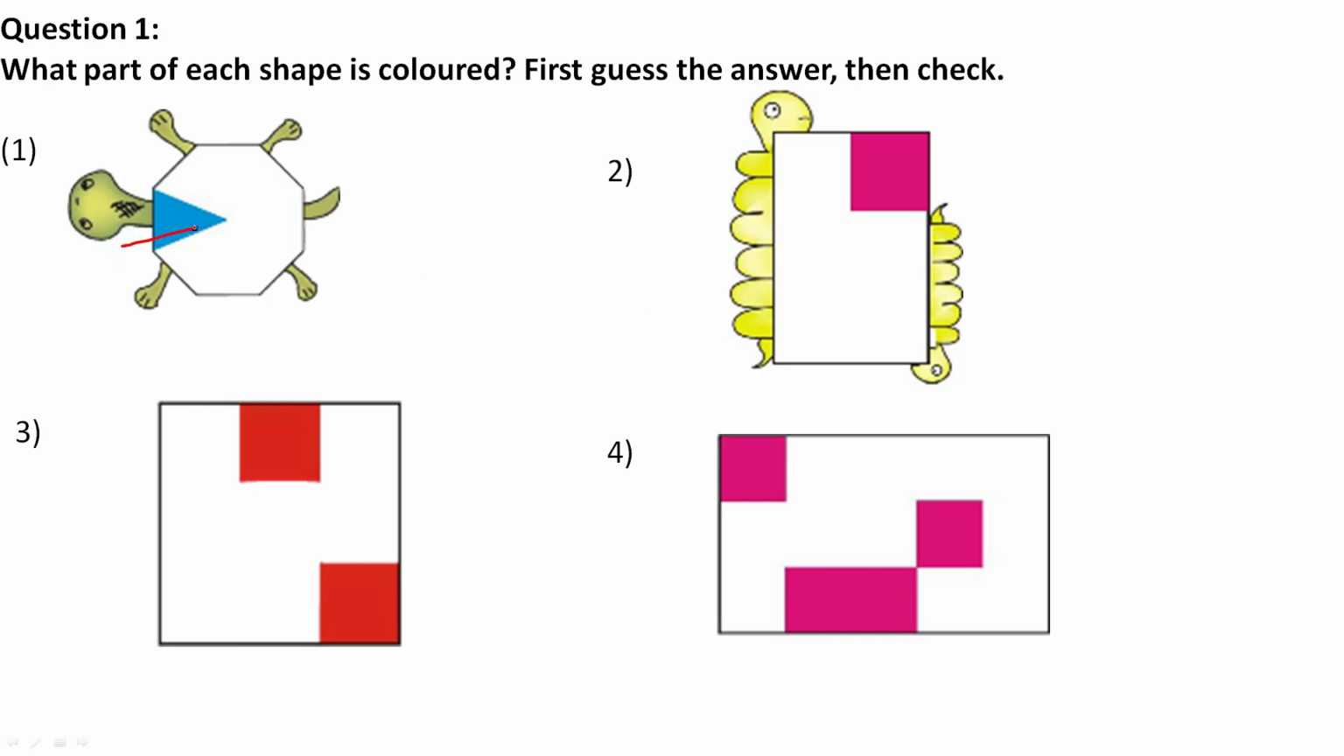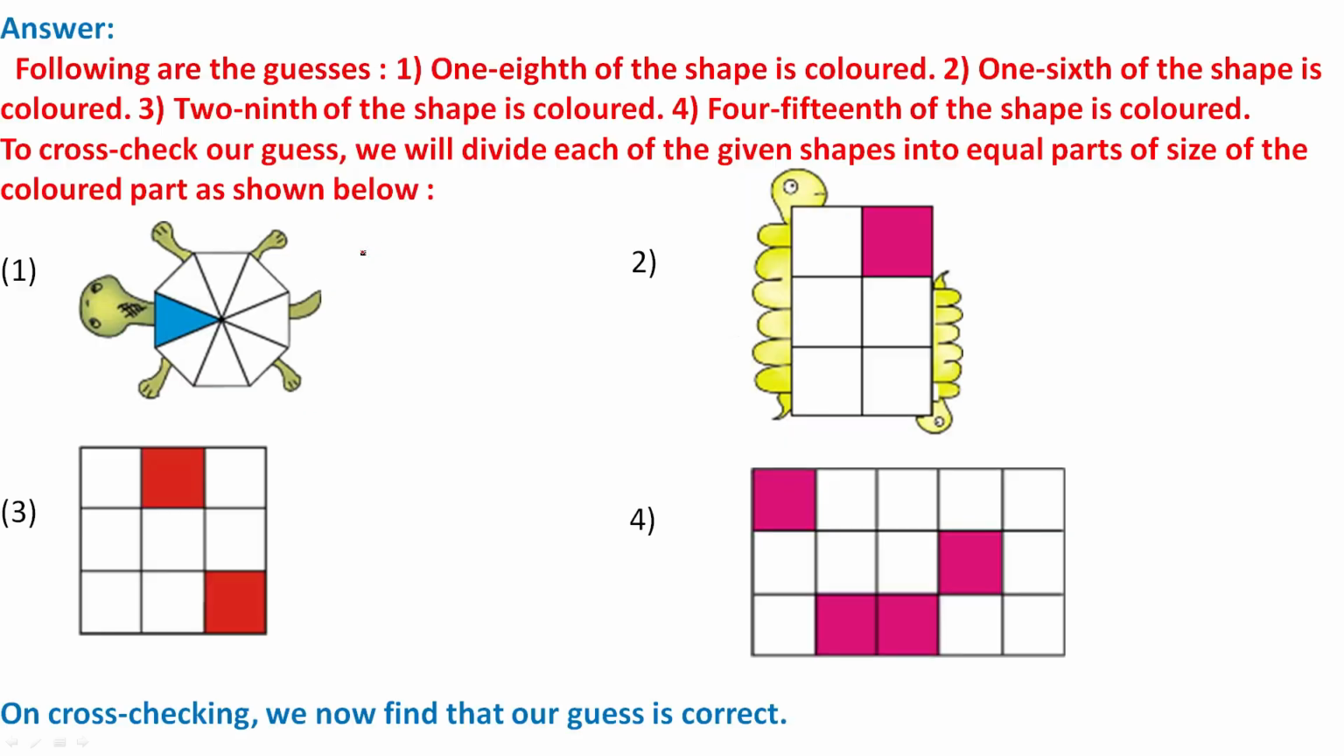What part of each shape is colored? First guess the answer, then check the answer. Now we will check the answer. First one, the following are the guesses. 1/8 of the shape is colored blue. Out of 8: 1 2 3 4 5 6 7 8. 1/8 is colored blue.